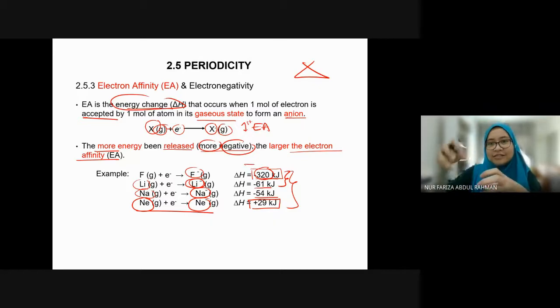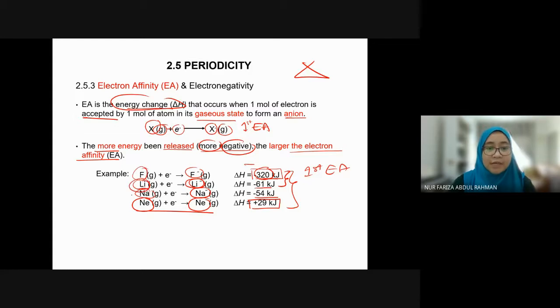Betul tak? So the Z effective is powerful enough. Not only can it attract the electron in the atom itself, it is able to accept the electron from outside. Okay, dia berkebolehan untuk tarik elektron masuk ke dalam atom ataupun ke dalam sistem elektron itu sendiri. Okay, alright. So this is the first electron affinity for all these elements. How do we know so? Because they start from the atom itself. We may have second, third, and so on. So maksudnya dia sama macam the ionization energy. Okay, alright.